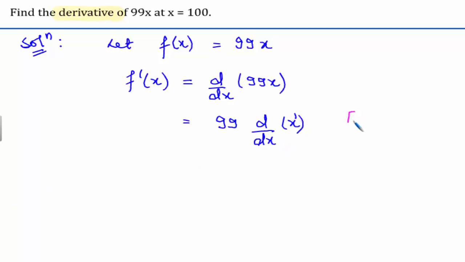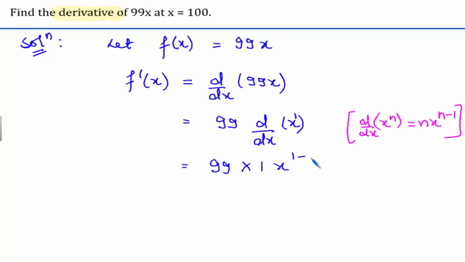Now we know that derivative of x raised to the power n is equal to n into x raised to the power n minus 1. Therefore, this can be written as 99 into 1 into x raised to the power 1 minus 1. That is 99 into 1 into x raised to the power 0. Now since x raised to the power 0 is 1, therefore this is equal to 99.